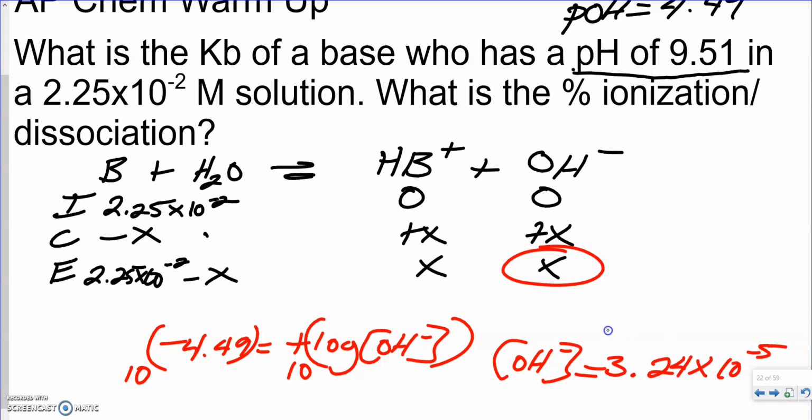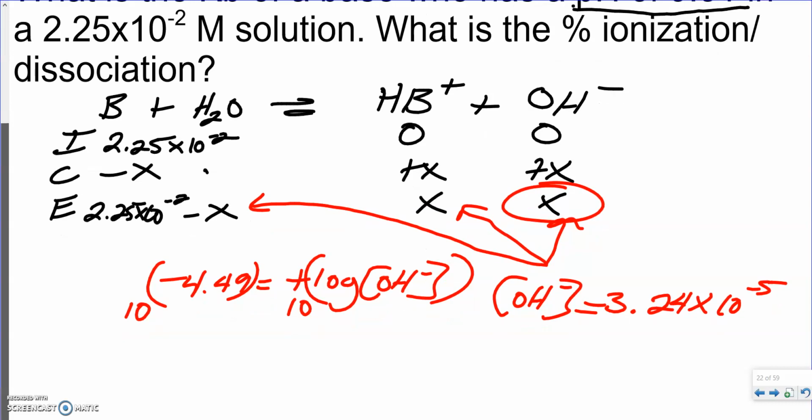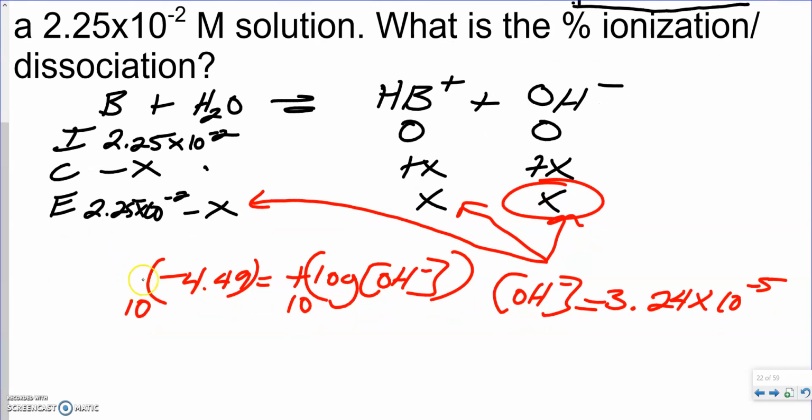Okay, well, why is it helpful? That is our hydroxide ion concentration, which is our X value, so that goes in here, here, and all the way over here. Now we have enough information to calculate KB in this case, as well as our percent dissociation. It doesn't really matter which one you solve for first, it's just solving for it.